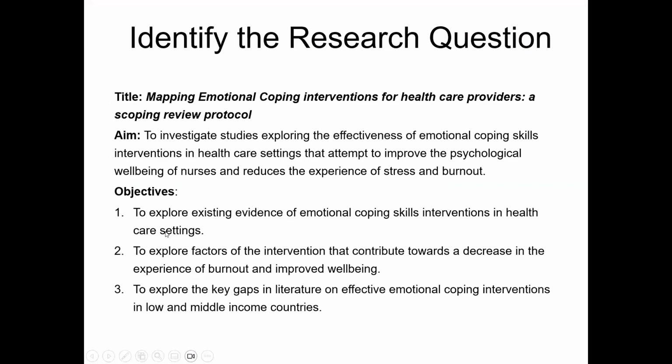And so this is just an example where we're saying, how do we identify our research question? And the example here is the title could be Mapping Emotional Coping Interventions for Healthcare Providers, a Scoping Review Protocol. But the question then becomes, is it really a scoping review? And there are key things we then start looking at. There is the word investigate. In your aim, there are the words effectiveness of emotional coping skills.